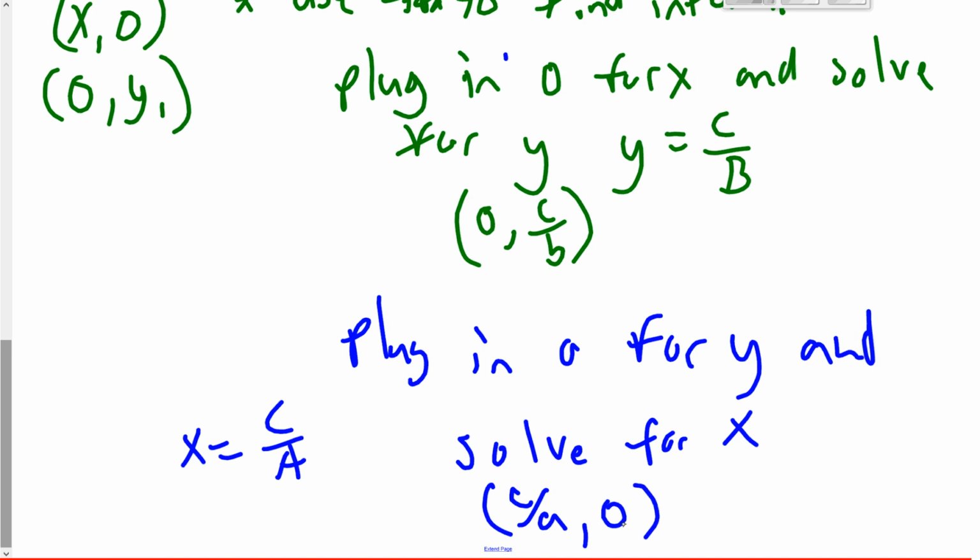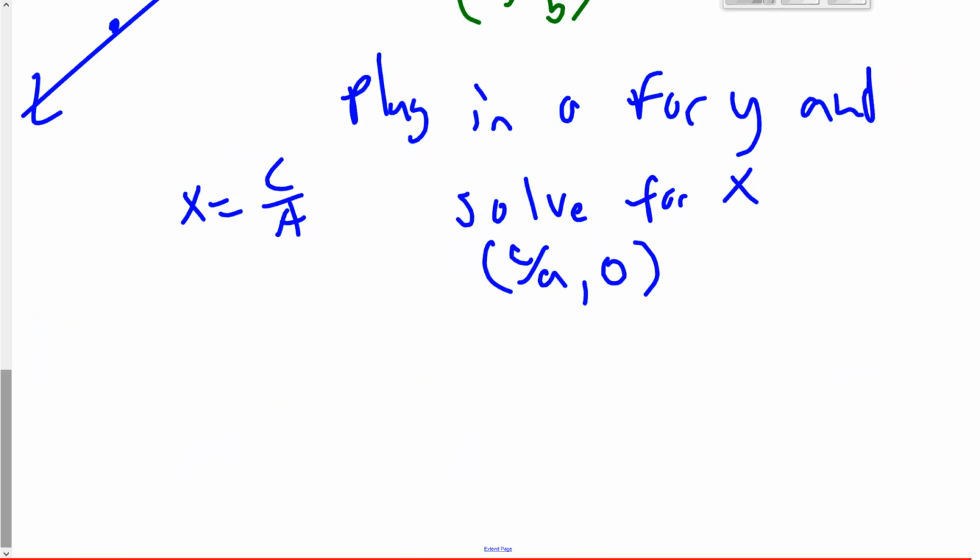So once you have two points, you can draw a line, and that's what a linear is, a line. So all we need is 2 points to draw those lines. Speaking of lines, we have horizontal lines.